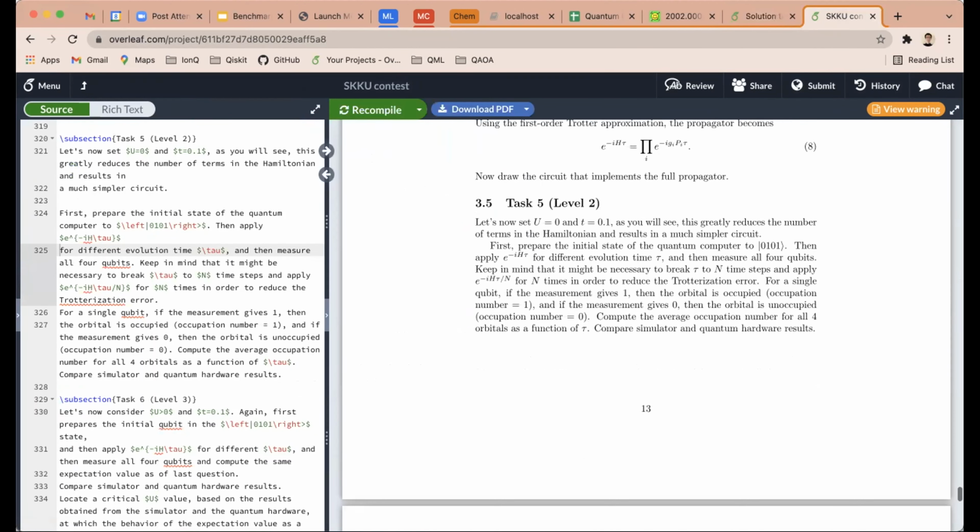Okay, so let's move to task 5. In this task, you will need to propagate the Hubbard model with U being 0 and t being 0.1 for a certain amount of time.